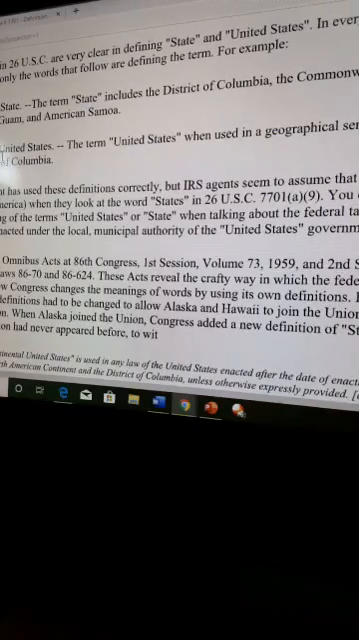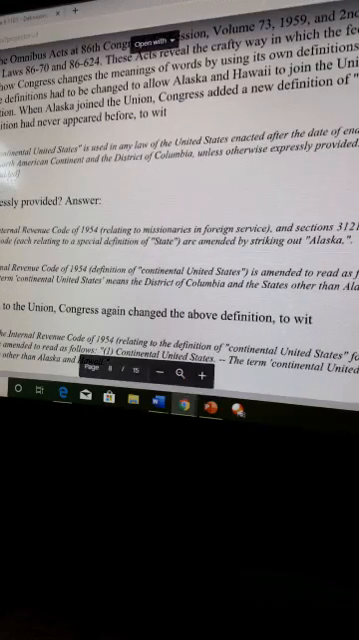For example, all the United States Code's definitions had to be changed to allow Alaska and Hawaii to join the Union of States united under the Constitution. When Alaska joined the Union, Congress added a new definition of state of the United States. This definition had never appeared before, to wit: Section 48. Whenever the phrase continental United States is used in any law of the United States enacted after the date of enactment of this act, it shall mean the 49 states on the North American continent and the District of Columbia, unless otherwise expressly provided. 1 USCS, other provisions, emphasis added. Where it is otherwise expressly provided, answer.